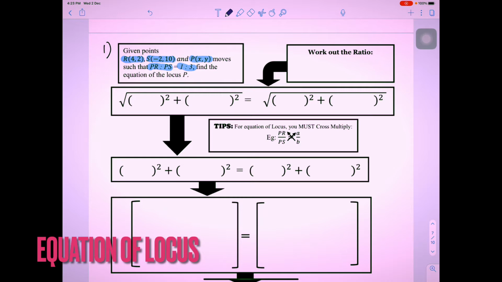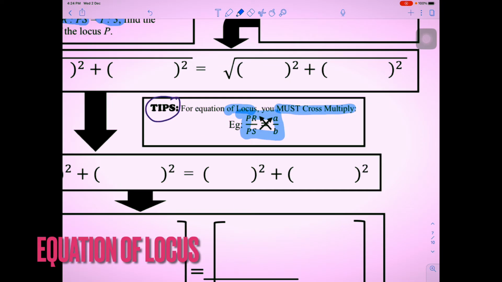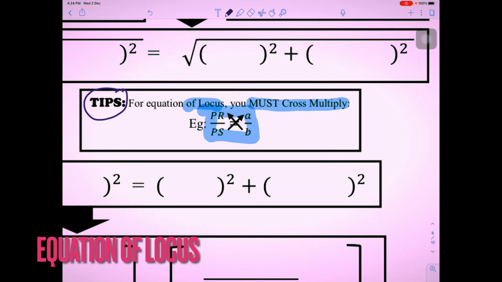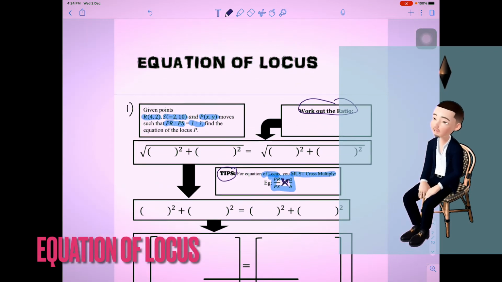Okay, so before we work out the ratio, there is a tip for you to remember and use. For the equation of locus, we must cross multiply. For example, PR over PS equals A over B, so B multiplied by PR equals A multiplied by PS. Now let's work out the ratio.